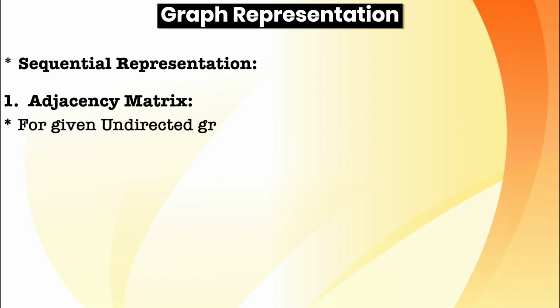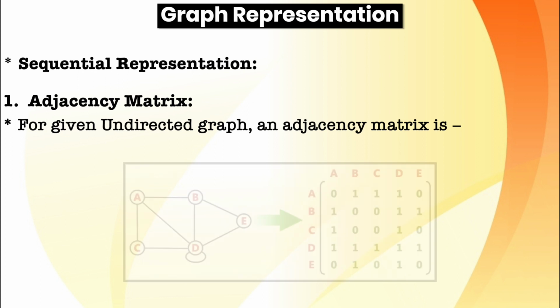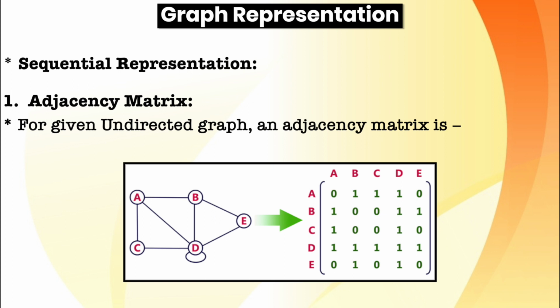For the given undirected graph, the adjacency matrix can be seen like this. That is, there are no directed edges between the nodes, so it is an undirected graph, and the corresponding matrix can be seen in the figure. With 5 nodes, there will be 5 rows and 5 columns, a V cross V matrix.